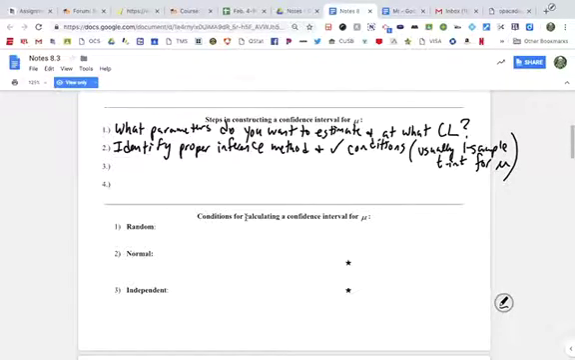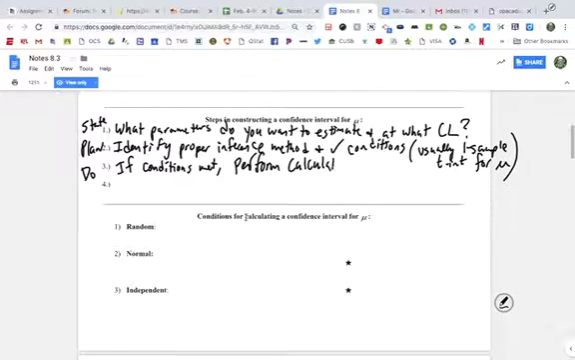Okay, step 3. If we're thinking in terms of the 4-step plan, that was state, that was plan. Now we're to our do step, step 3. So if conditions are met, perform the calculations. If you get a problem like this on the AP test, they're not going to give you one of these that does not work. That would be a waste of a free response question. So you have to understand that the conditions are going to be met.